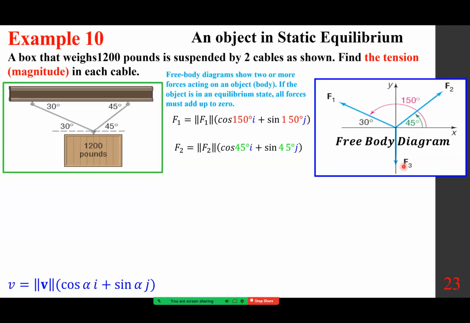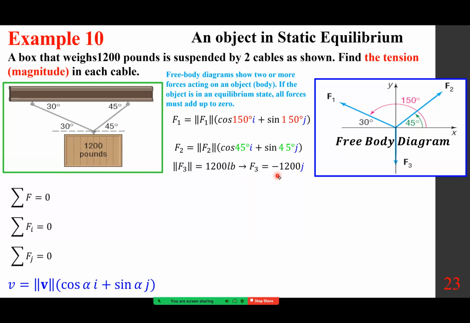For F sub 3, we know it to be 1,200 pounds with what? The I component is 0 and the J component is negative. So negative 1,200 J. So you can go with 270 degrees or even negative 90 degrees. So 1200 times cosine of that plus sine of that results in negative 1200.